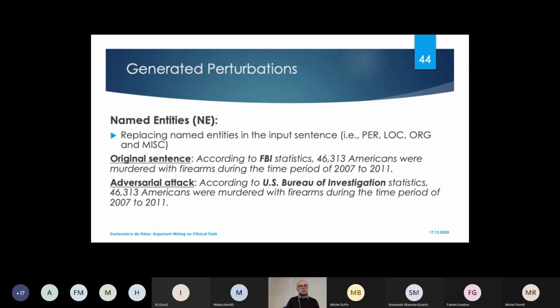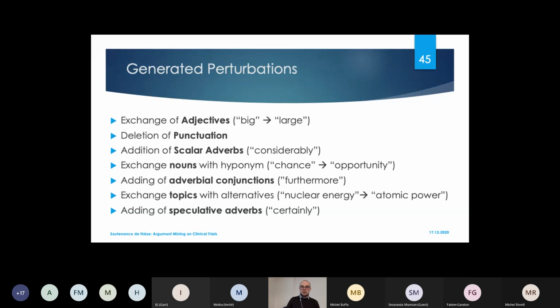So, for example, one perturbation type was to exchange named entities with similar named entities from the semantic space. Here we replaced FBI with US Bureau of Investigation. Then we have a list of various other perturbations: we replaced adjectives with synonyms, we deleted the punctuation, we added emphasizing modal adverbs, like considerably, comparably. Then we also exchanged nouns with hyponyms, and we added adverbial conjunctions in the beginning, like furthermore, moreover, additionally.